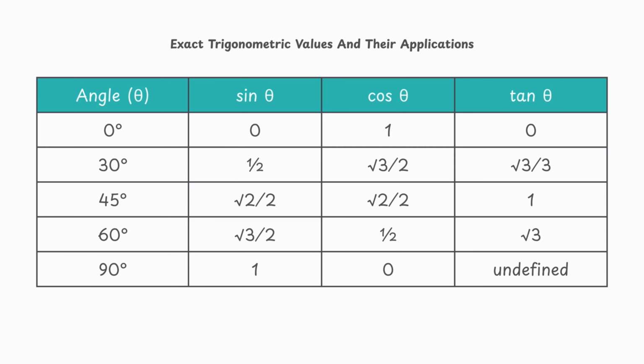Now remember this clearly. These are exact values. So instead of writing decimals, we use fractions and square roots. This is very important in exam questions, especially when they ask for answers in exact form. So take time to become familiar with this table, because it will help you solve trigonometry problems faster and more accurately without always using a calculator.